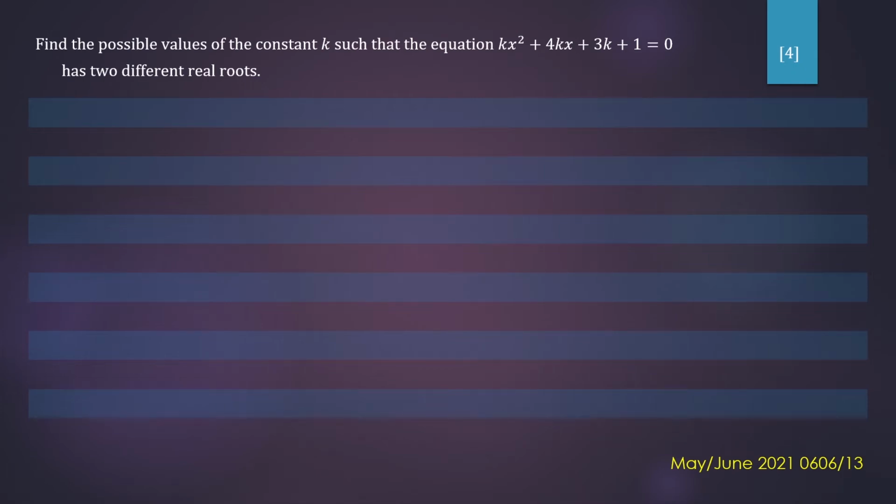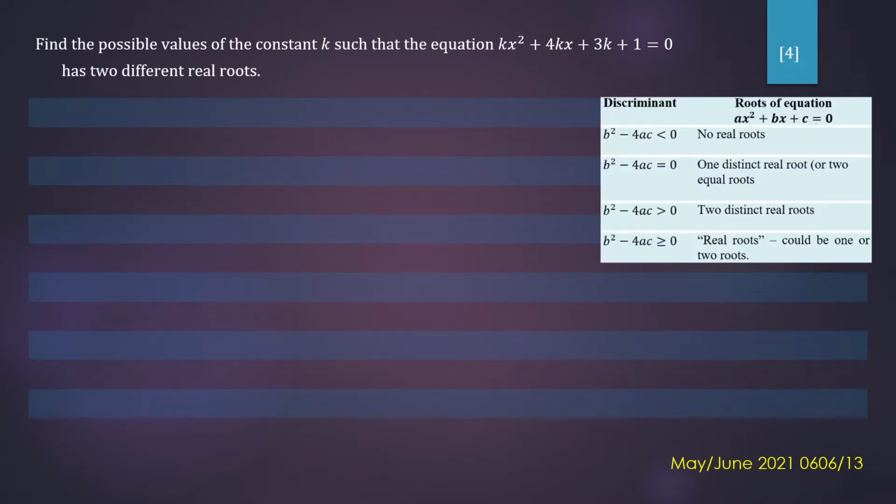Hi everyone. In this question, we want to find the possible values of the constant k such that the equation kx squared plus 4kx plus 3k plus 1 equals 0 has two different real roots. To do this question, you need to understand about the discriminant.